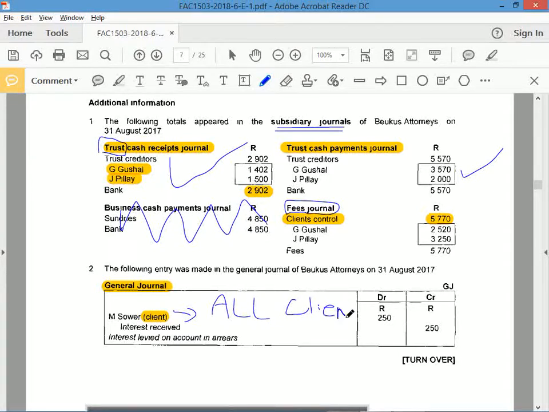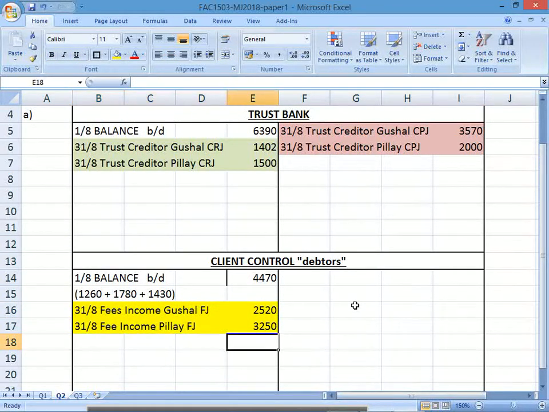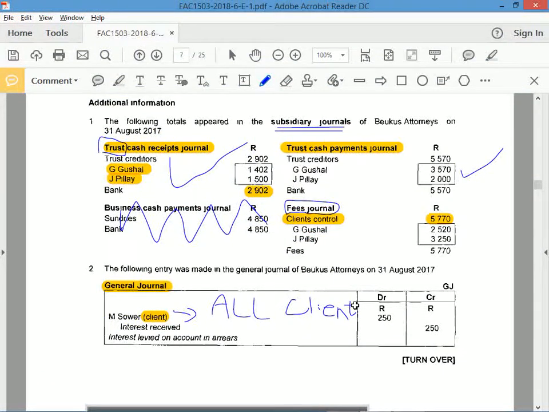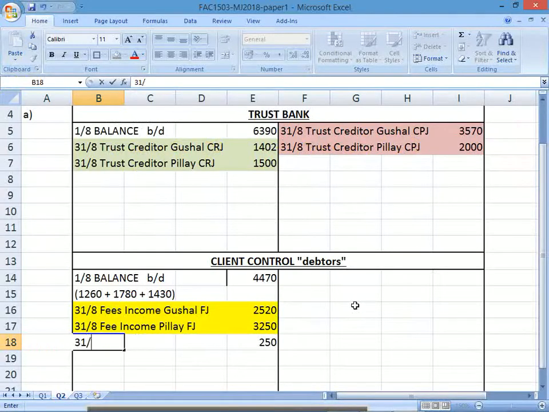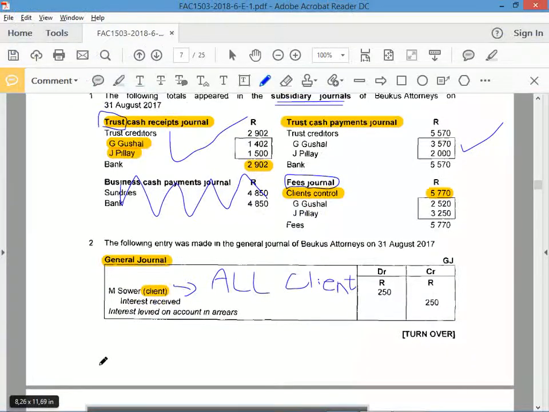Yes, he's a separate client. He's the only client that's being charged interest. So, bad client. But I don't have a separate account for him, so I'm going to add him with all the others. This would have been the 31st, depending on the date. They didn't give you a date for this. Oh, they said 31st of August, that's fine. Same date. The general journal could have been for different days. 31/8, this would have been interest received, from the general journal. Great. Anything else? Let's go see.